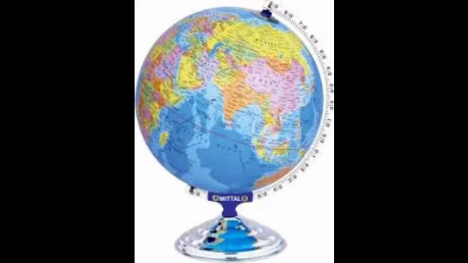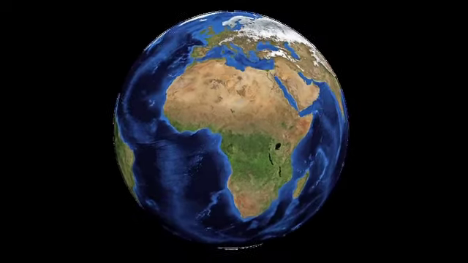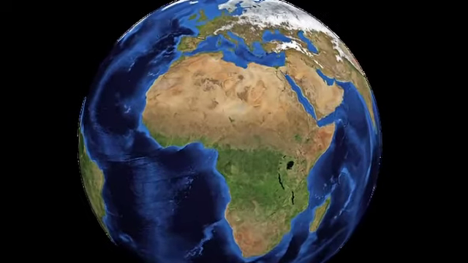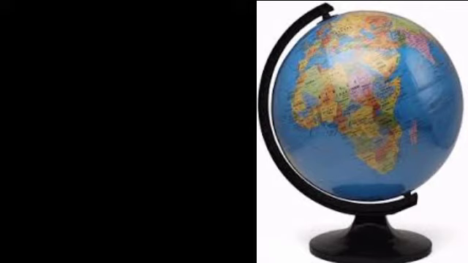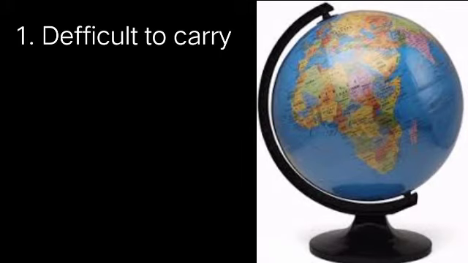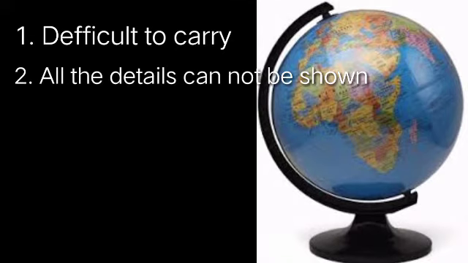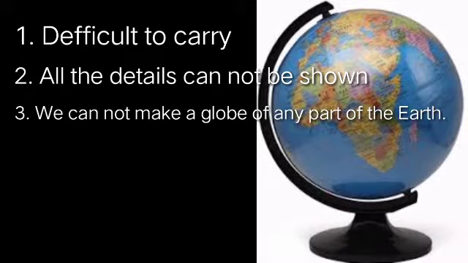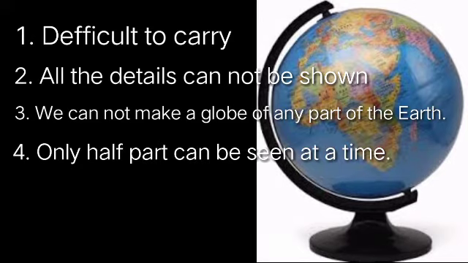But we cannot always use a globe to study the earth. Why? This is because a large globe is difficult to carry around. A globe is small and all the details of a place cannot be shown on it. We cannot make a globe for a part of the earth. Only one half of the earth can be seen at a time on a globe. So these are some limitations of a globe.